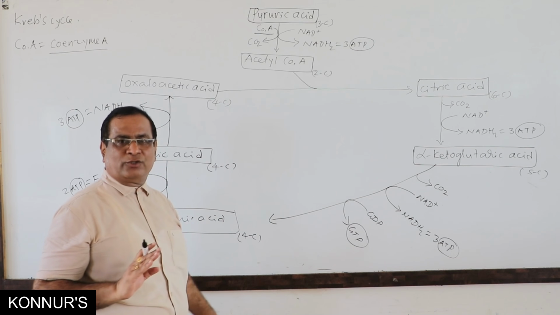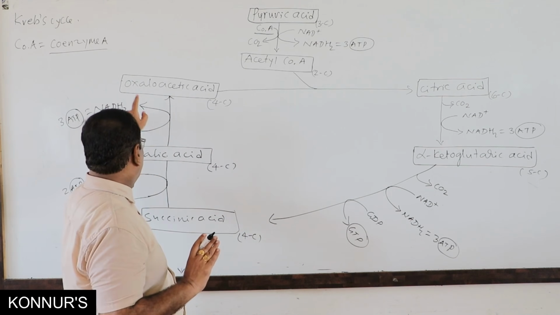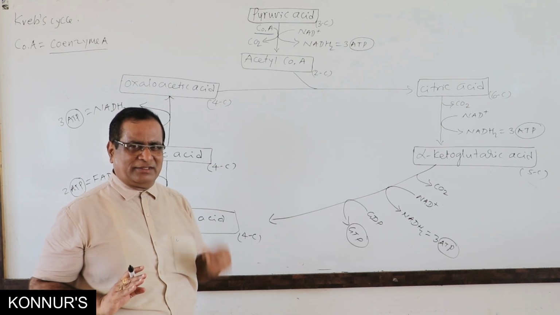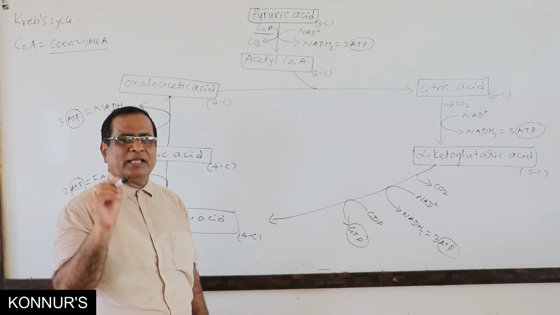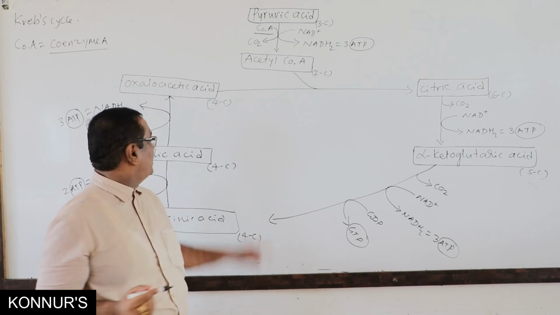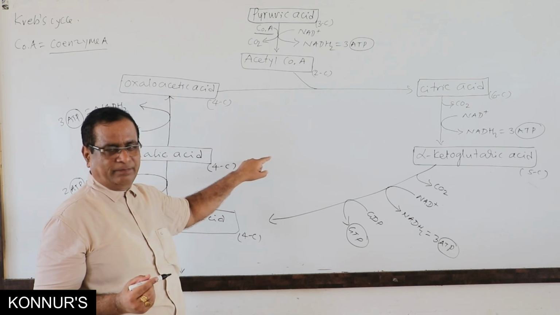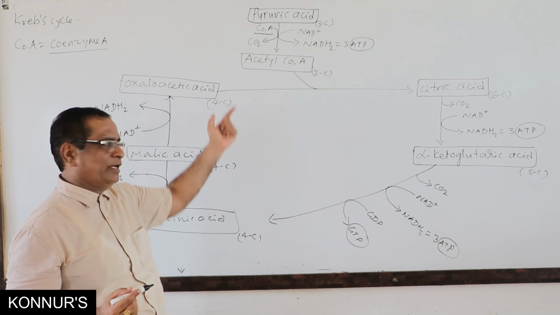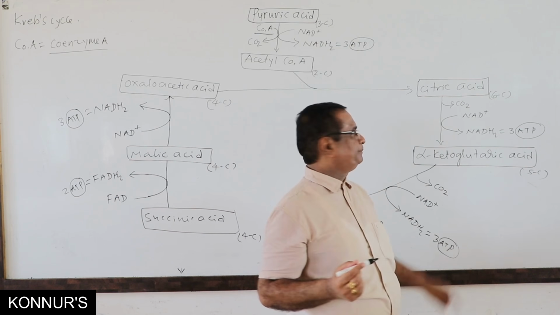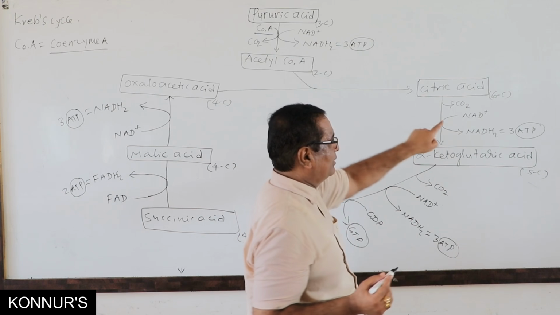In the matrix of mitochondria, there is one 4 carbon compound, that is oxaloacetic acid. You can remember that oxaloacetic acid is the first compound that fixes CO2 in a C4 pathway. Having 4 carbons, it is there in the matrix. Now this reacts with acetyl coenzyme A, leading to the formation of citric acid. Citric acid is having 6 carbons, 2 plus 4.